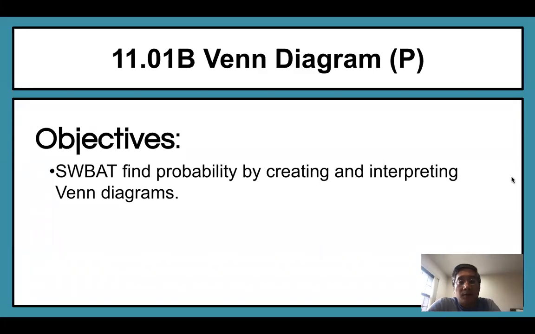Hi everyone. Today we are going to do the 11.1b Venn diagram with probability. Yesterday we did talk about Venn diagram. We learned how to find out the union or intersection, right? And in the question also we mentioned about dependent or independent briefly. Remember? So now today you are going to find the probability by creating and interpreting the Venn diagrams.